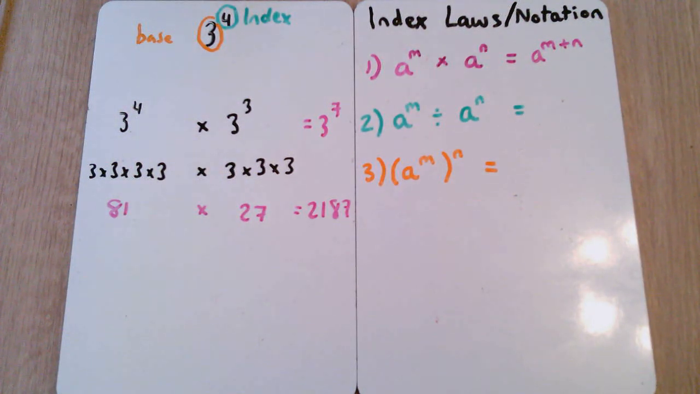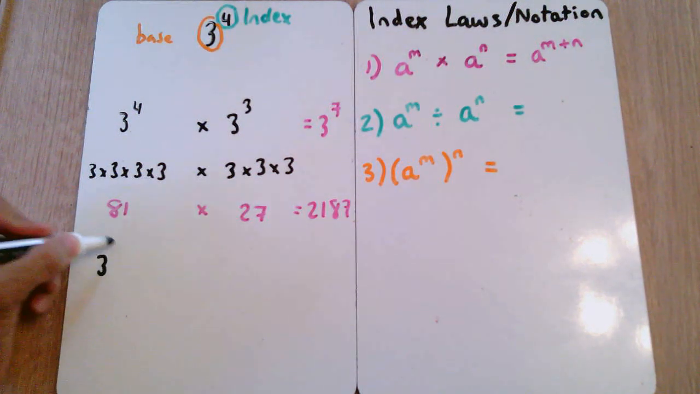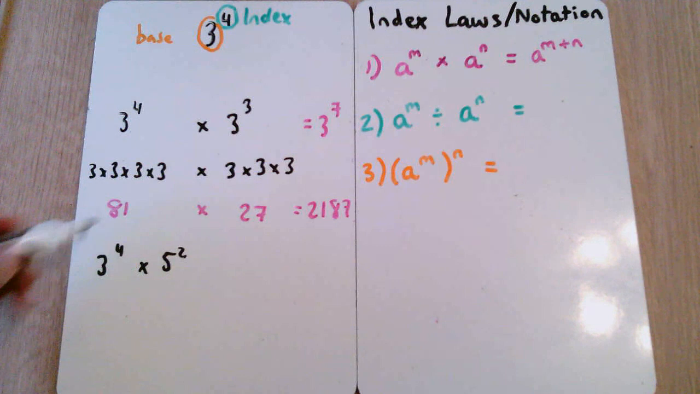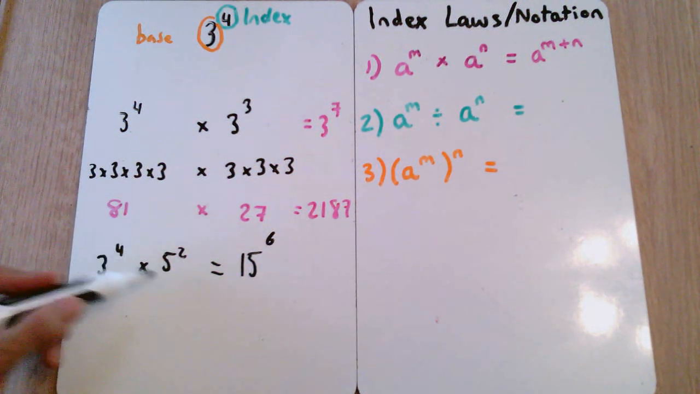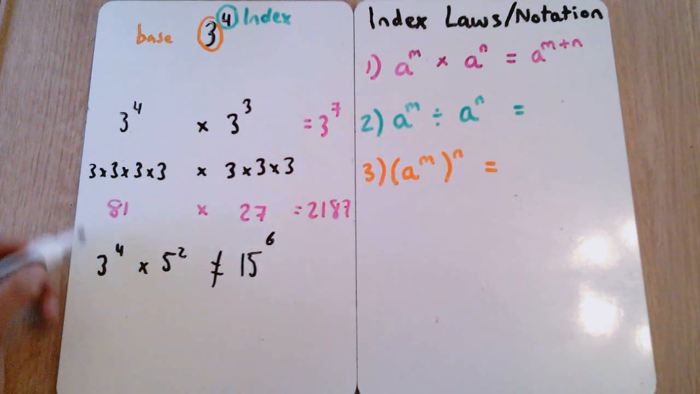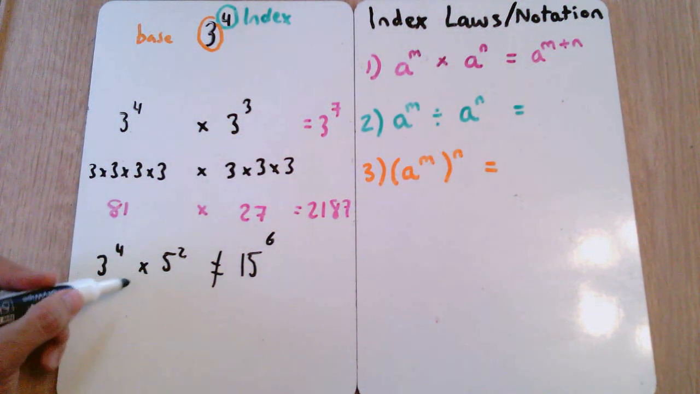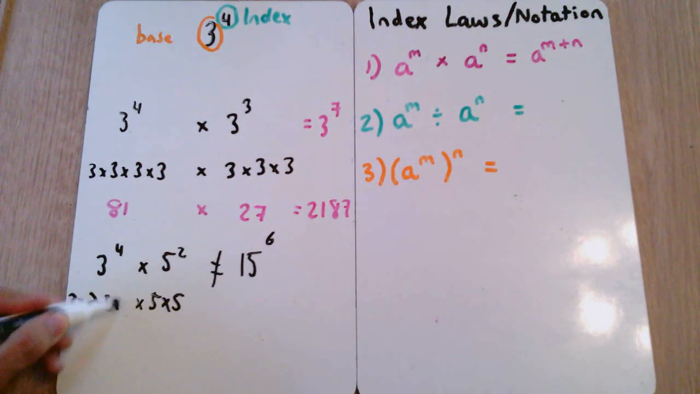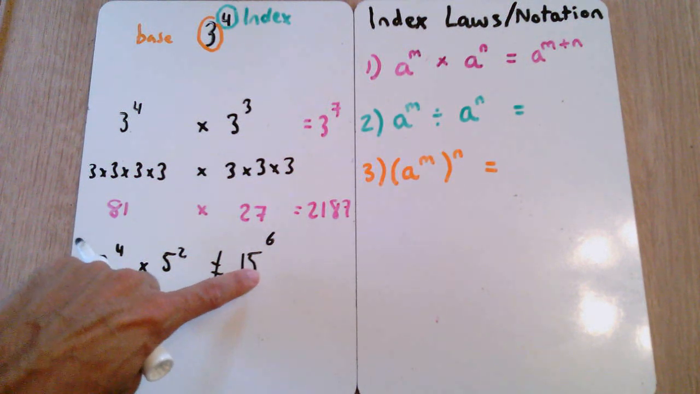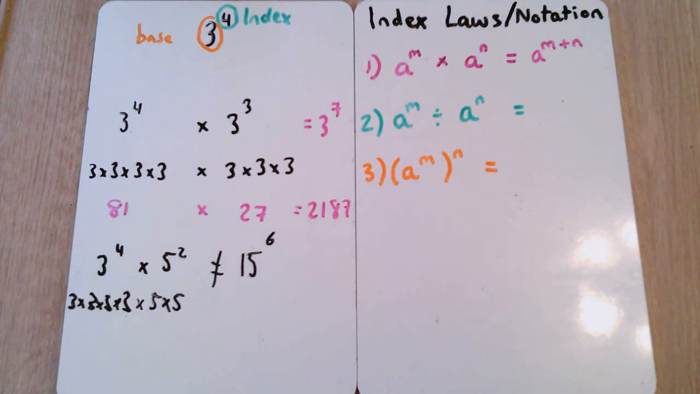Now that only works if the indices have the same base. If I had 3 to the 4 times by 5 squared, I can't make that 15 to the power of 6. I can't add the 4 and the 2 and then times those bases together. It's not the same. 3 to the 4 is 3 times 3 times 3 times 3, and 5 squared is 5 times by 5. We can see that's not the same. 15 to the power of 6 means 15 multiplied by itself 6 times, so it's not equal to that. You can only use this rule if the bases are the same. So that is the rule of multiplication.